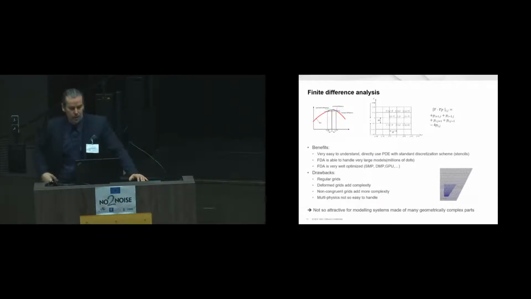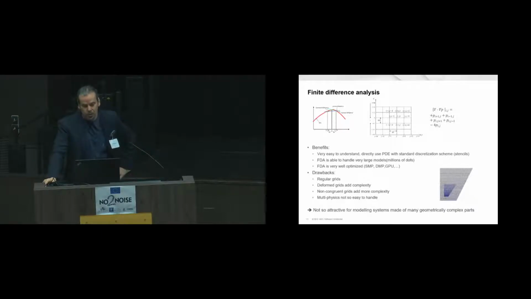So very quickly, the oldest numerical approach, when you have a PDE you want to solve, maybe the more natural way to tackle the issue, is to discretize your unknown solution on a regular grid and just use a stencil expression that gives you the spatial derivative of first, second order, like a gradient or Laplacian, as a function of the values of the unknown field at the grid points. It's very easy to understand, and it directly uses the coupled set of partial differential equations. It's able to handle very large models because it's very well optimized. It can run in parallel on GPU, but it has some drawbacks.